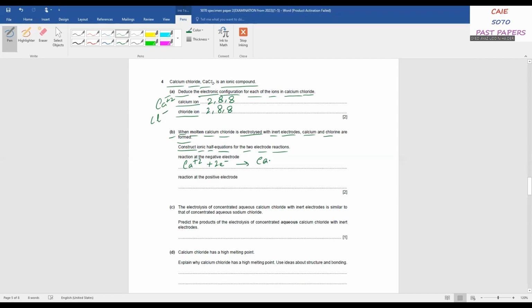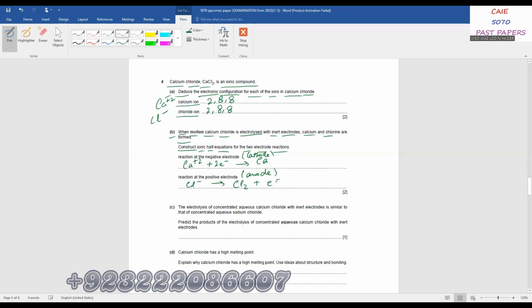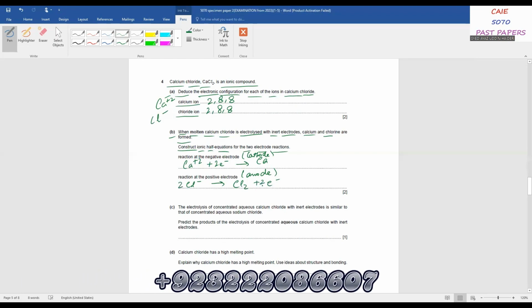What about the positive electrode? That is the anode. The Cl- ion moves towards the anode and it will lose electrons to form Cl2 gas. Balance the equation, you will get this.